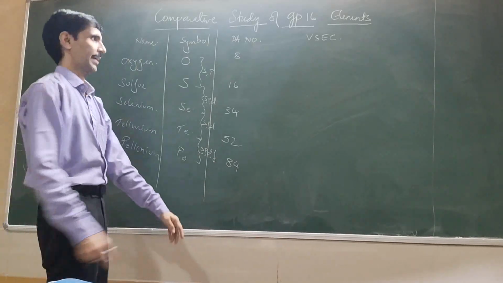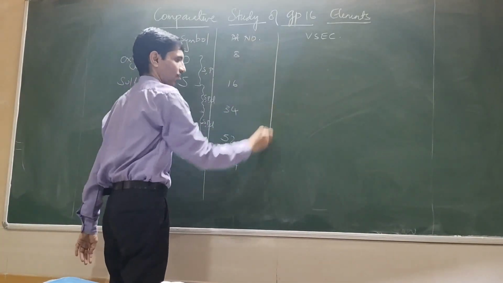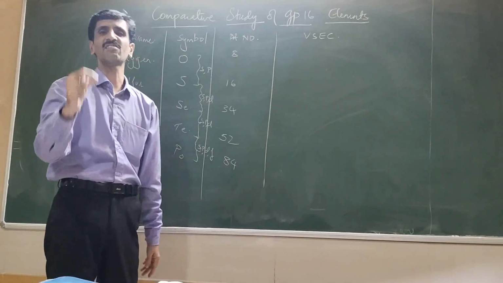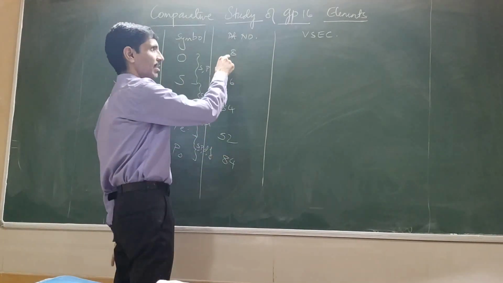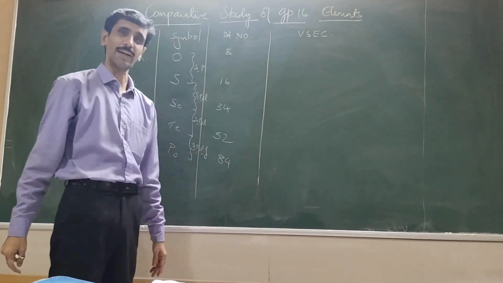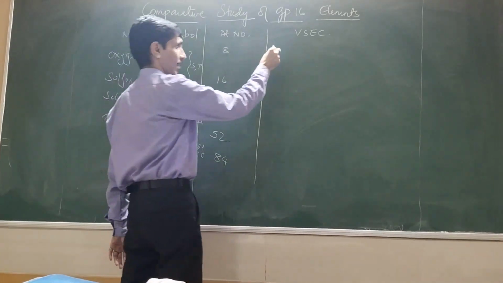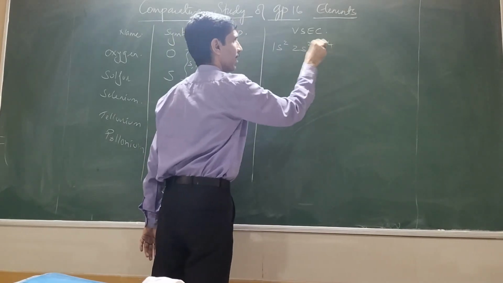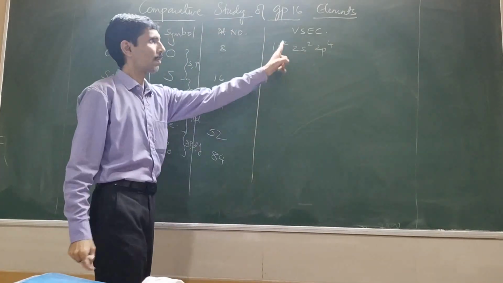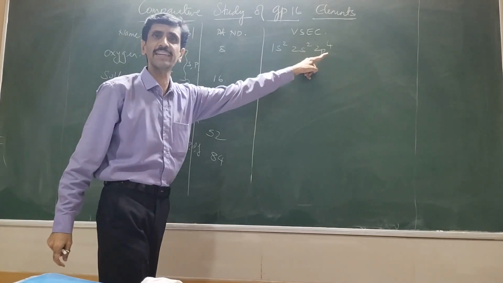Alright? Okay. We go to the next part now, and that is VSEC. It's valence shell, outermost shell. When I want to write down the electronic configuration with the atomic number name, and if I write it down from say 1s, so I got 1s2, 2s2, and 2p4. 2 plus 2 plus 4 gives you 8.